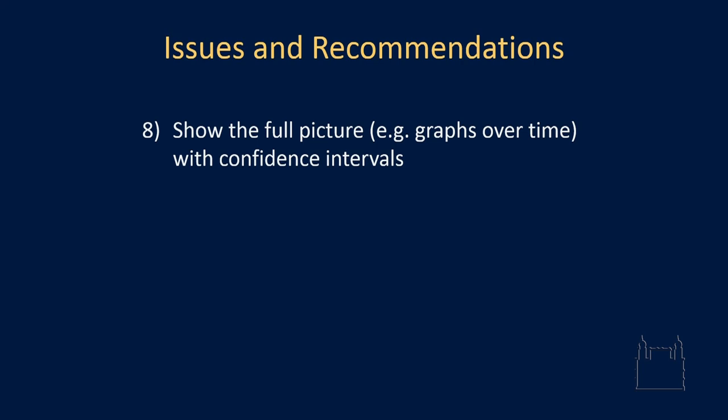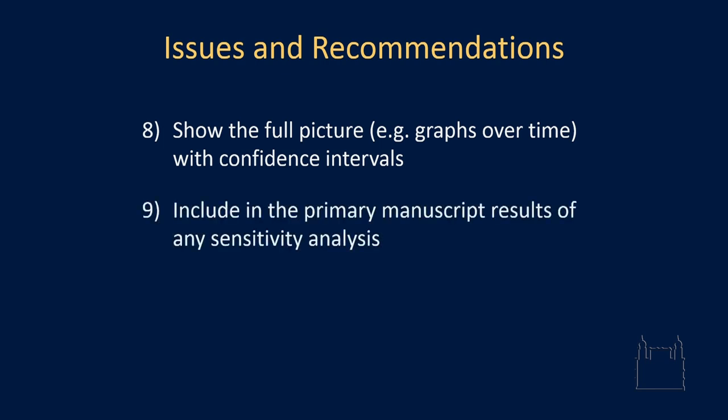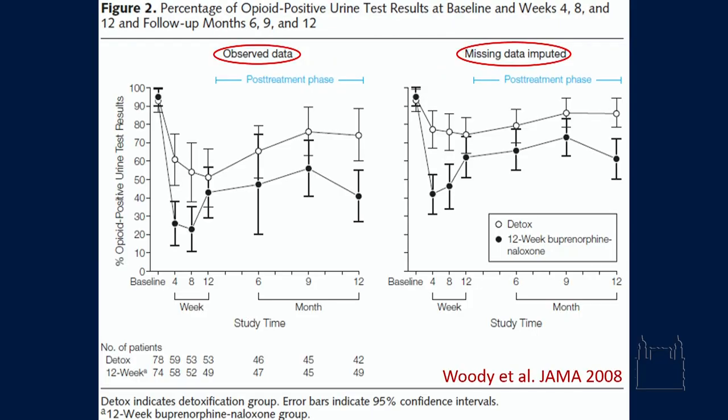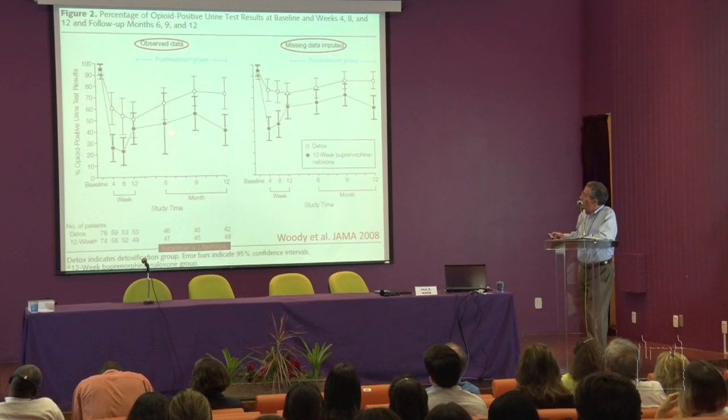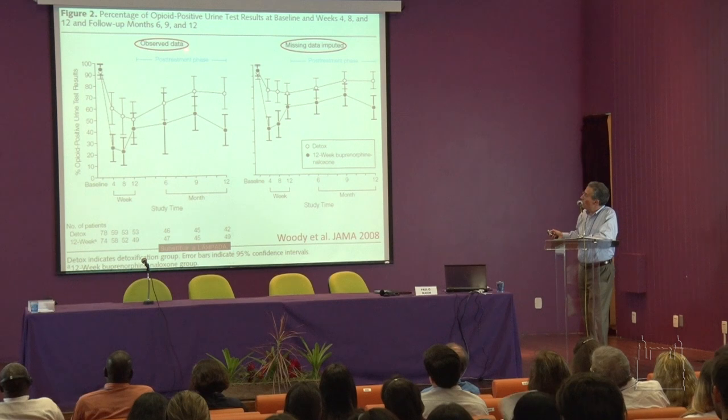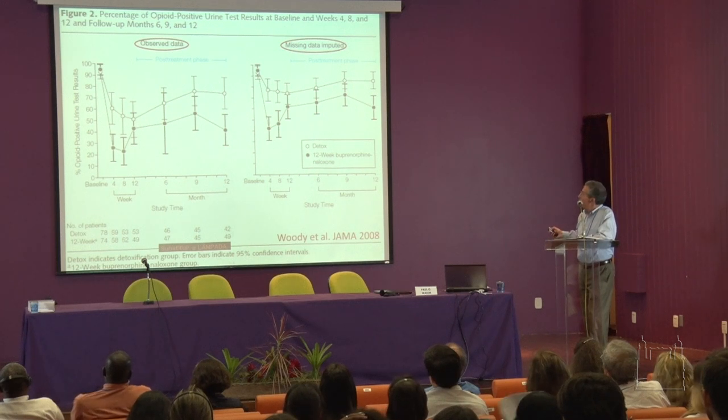Anyways, I want to go through all my recommendations. Show the full picture, e.g. in a graph, over time with confidence interval, and include in the primary manuscript results of any sensitivity analysis. Very important. I'm going to show you a picture. I'm very happy to say this is one of our trials, published by George Woody in JAMA in 2008 on adolescents. You've got two graphs. That's the sensitivity analysis. One is the primary analysis based on observed data, and the other one is with the missing data imputed.